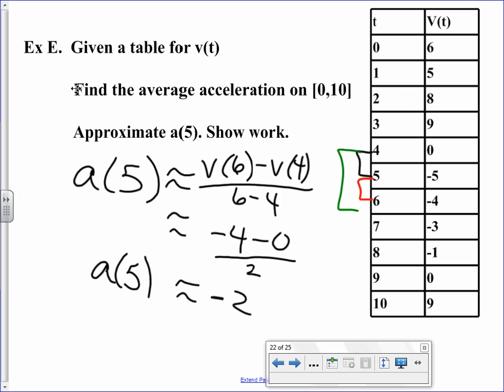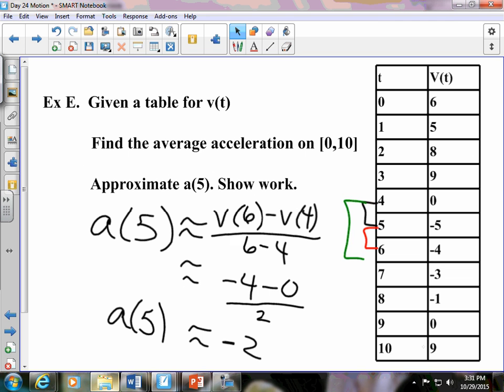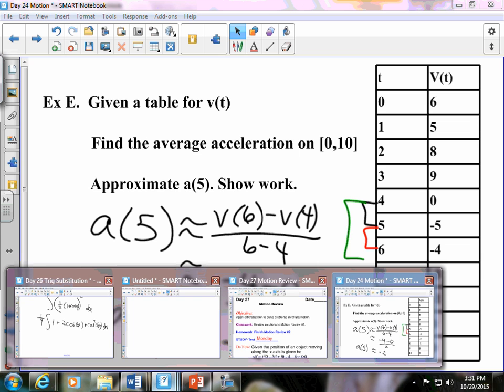Okay, so those were the last 2 problems or examples from day 24. Let's move back to day 27 where we are today.